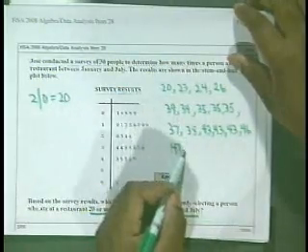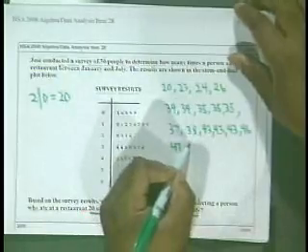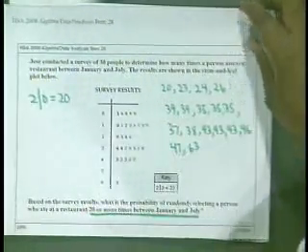Nobody in the 50s, but we do have somebody in the 60s. Somebody's gone to the restaurant 63 times. That's all right. Must be good, some good eating.